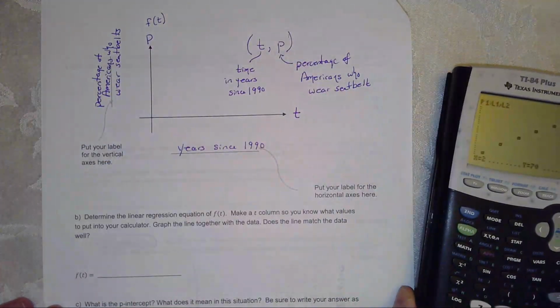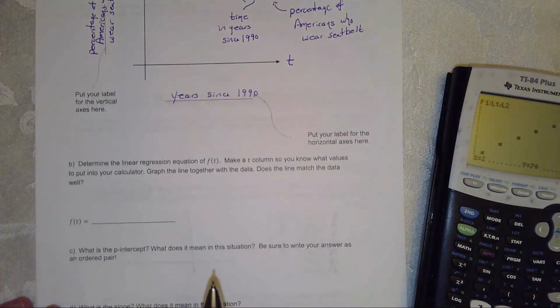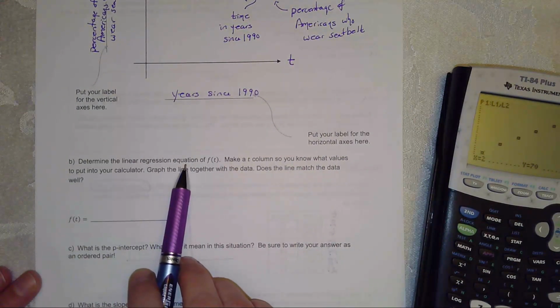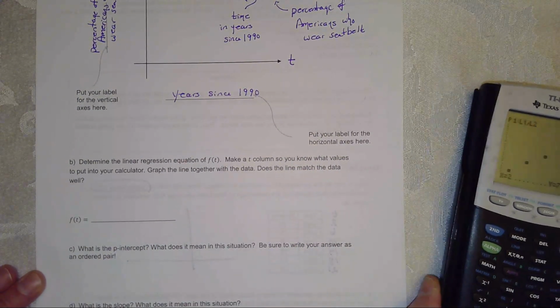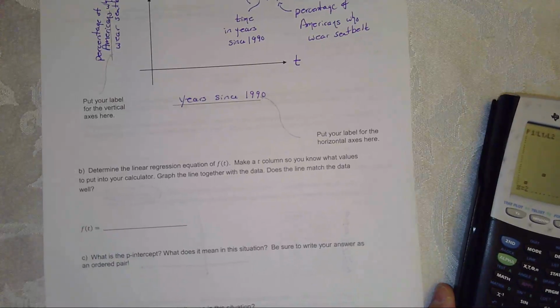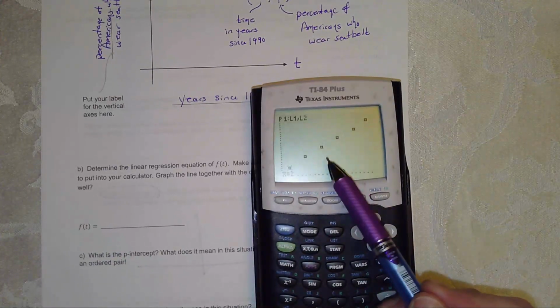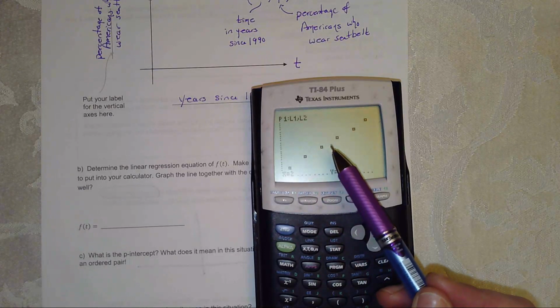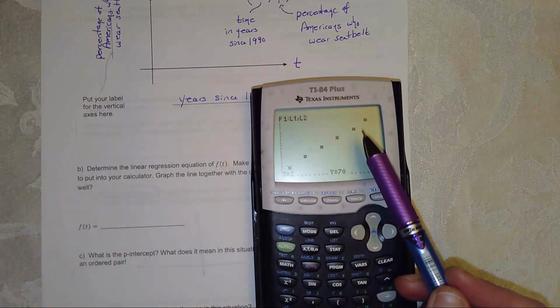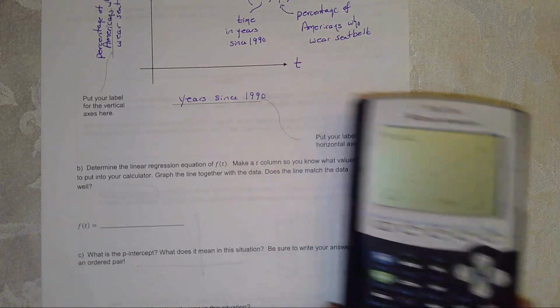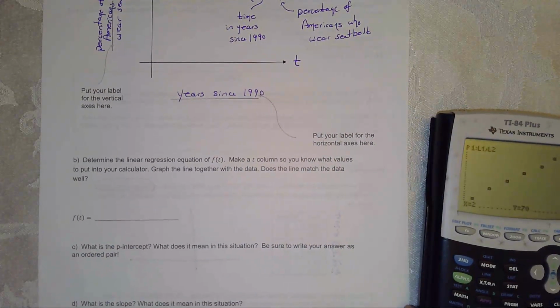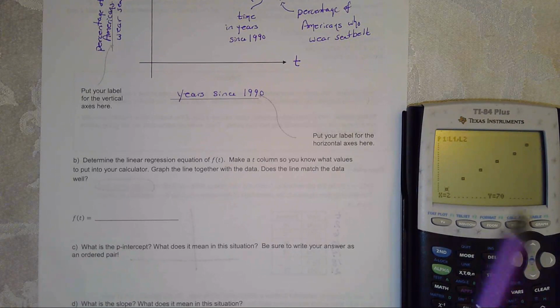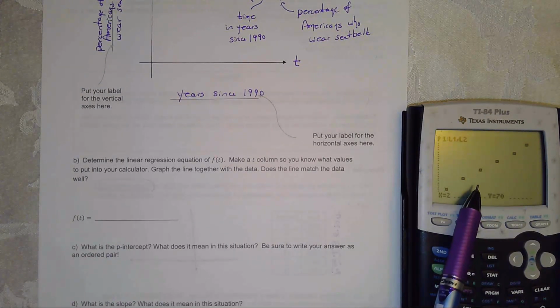All right, so that was the first thing. The second thing, it says, determine the linear regression equation. So what a linear regression equation is, is the best fit line that can be drawn that will be the closest to all of these points. That's what's called a regression equation. A lot of textbooks call it the model that best fits your calculator. Okay?